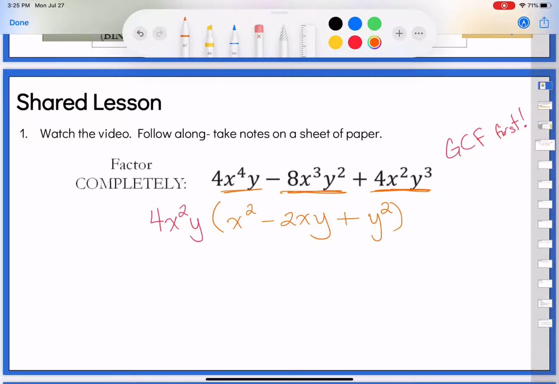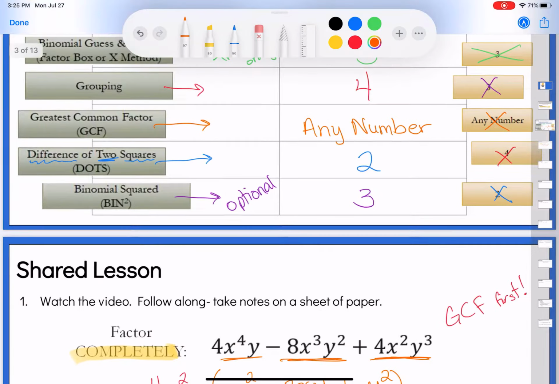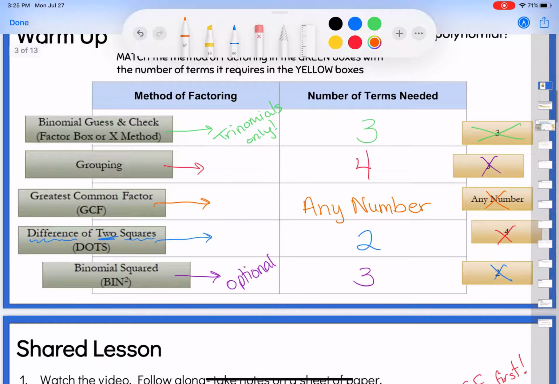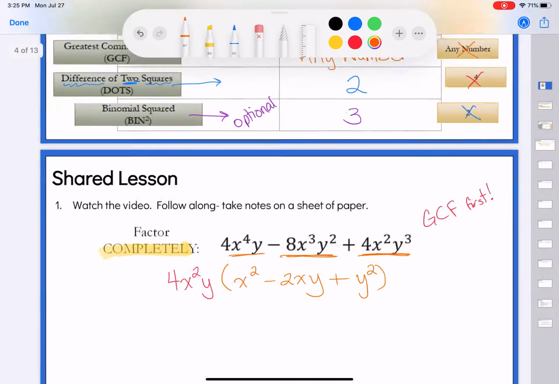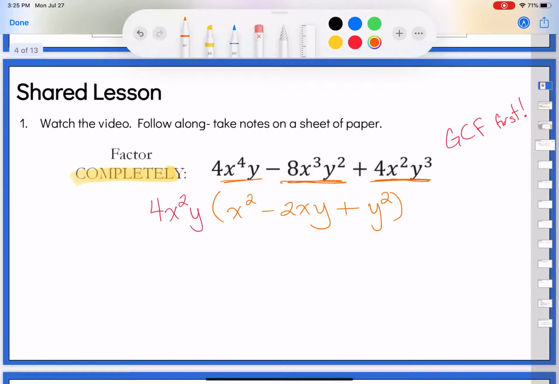All right, so I took out a GCF, definitely use GCF, but I can't be done if it says to factor completely. What I have left in my parentheses is 3 terms. What was my method for factoring 3 terms? Oh, my binomial guess and check, or in other words, factor boxes. I could definitely check that. Or bin squared, but not everybody remembers bin squared. If you remember it, maybe this would be a place to use it. Most of us remember the factor box, or I'm just going to bring down my GCF here and get my binomial guess and check set up.